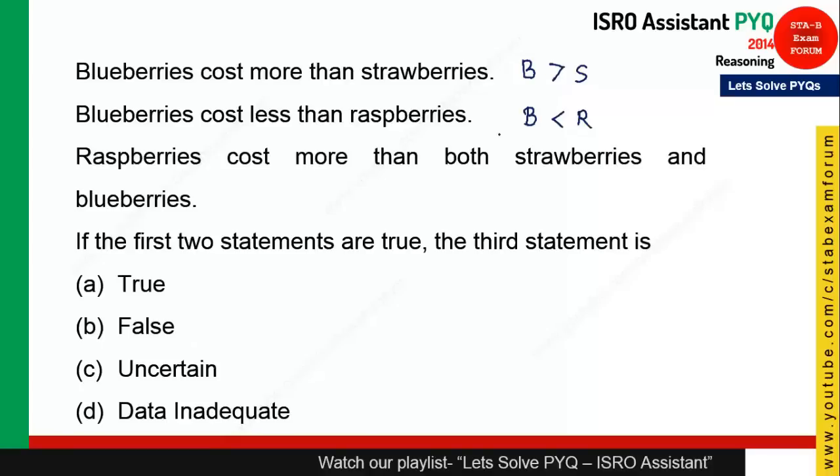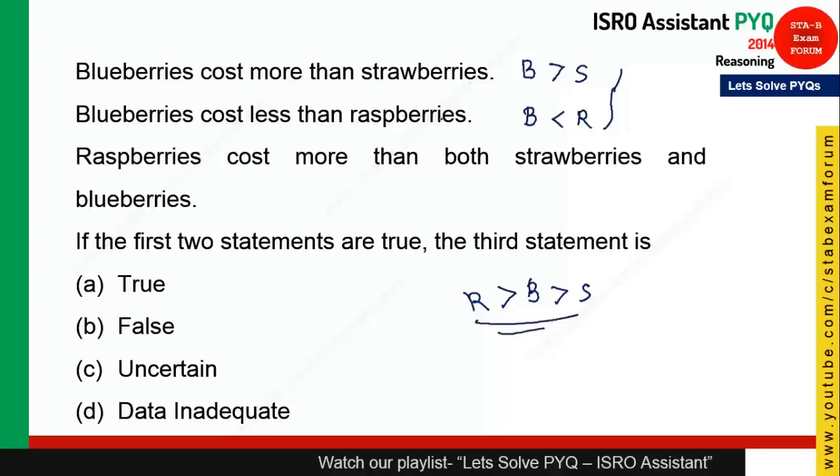So you just need to combine these two statements. How can you combine? It will be like this: blueberry is greater than strawberry, and since blueberry is less than raspberry, you can write this. So the third statement, raspberries cost more than strawberries and blueberries, will be definitely true.